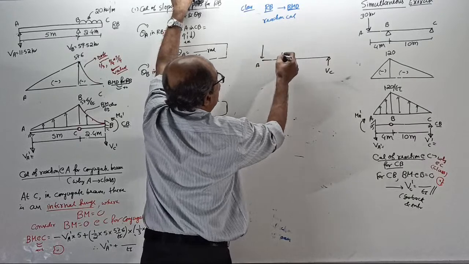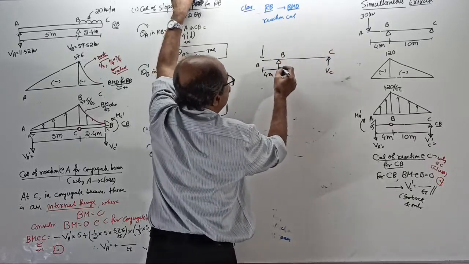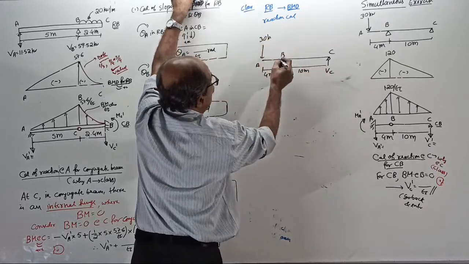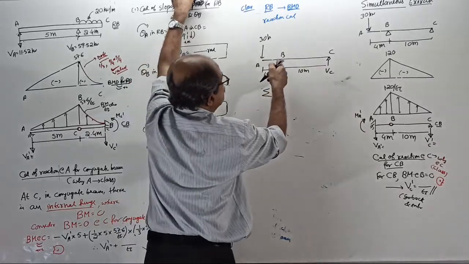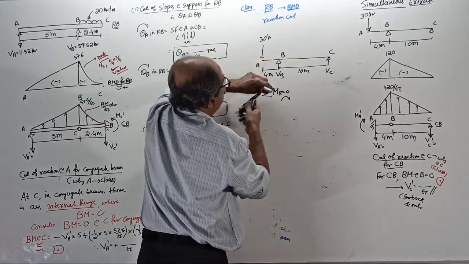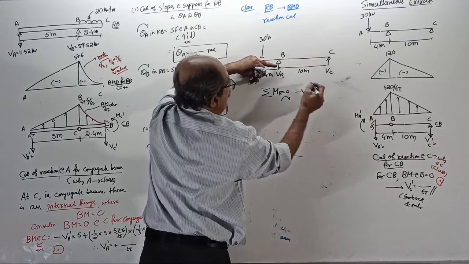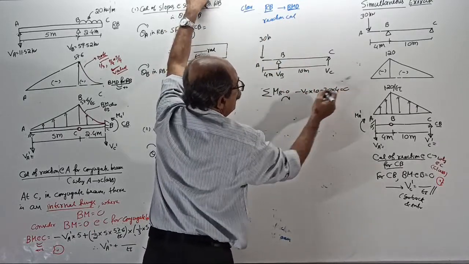This is A, this is B, this is C. This is 4 meter, this is 10 meter. Load is 30 kilonewton. Sigma M: don't take moment about A, you should take moment about a support. Sigma M about B equals 0, clockwise positive. See here: minus VC into 10, again minus 30 into 4 equals 0.